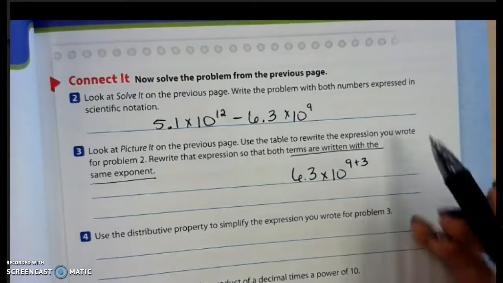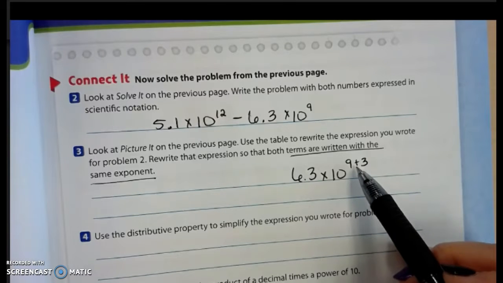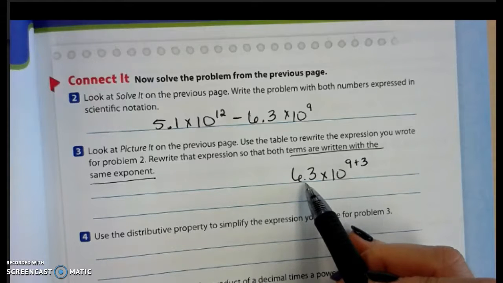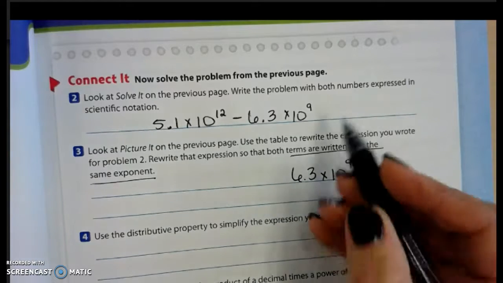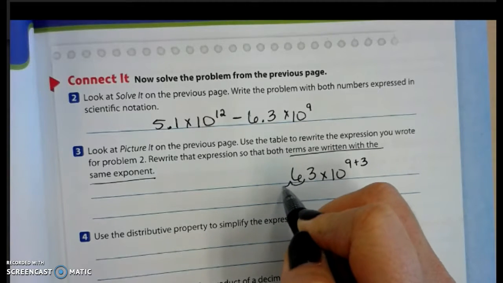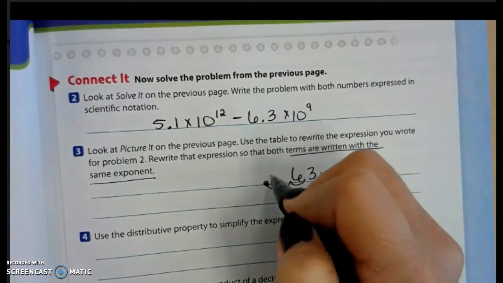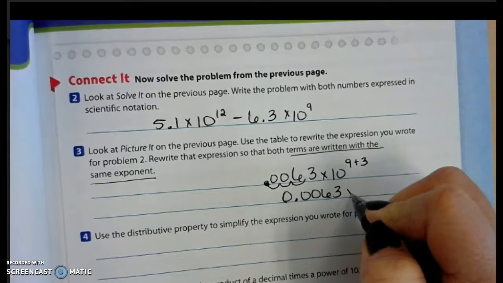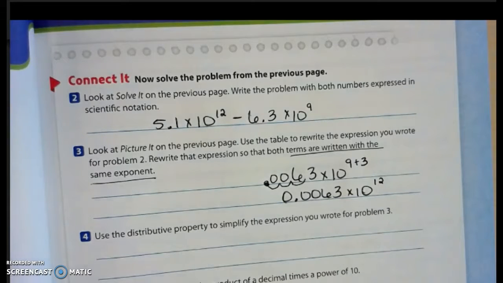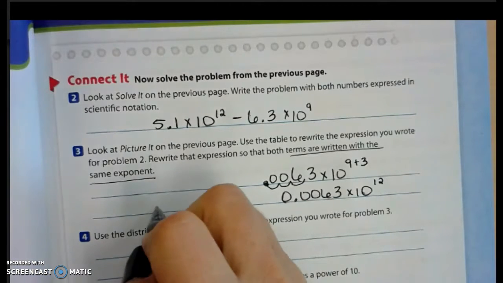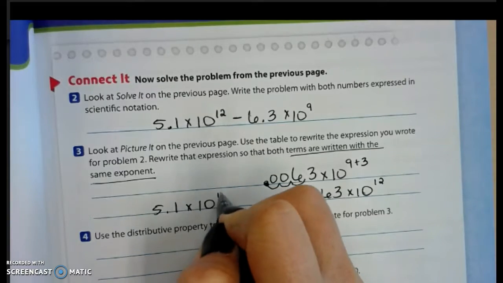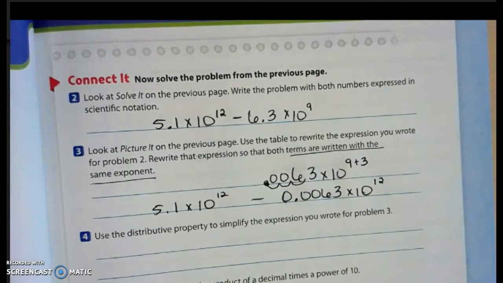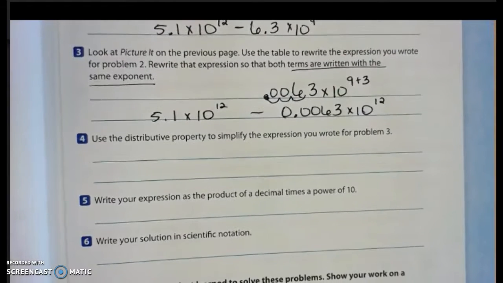gives me 12. Now, if I'm going to increase my exponent by 3 place values, or 3 exponents, I have to decrease my constant by 3 place values. So 6.3 is going to become 1, 2, 3 place values smaller, giving me 0.0063 times 10 to the 12th. So now I've got 5.1 times 10 to the 12th minus 0.0063 times 10 to the 12th.